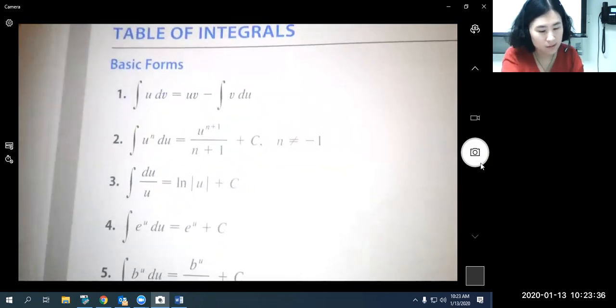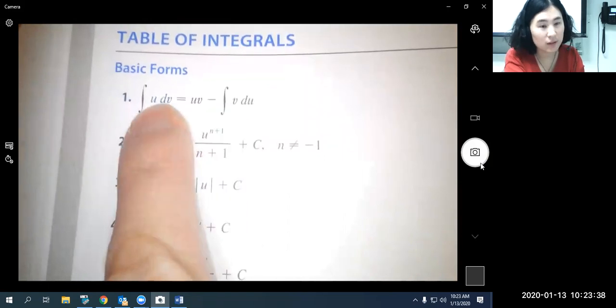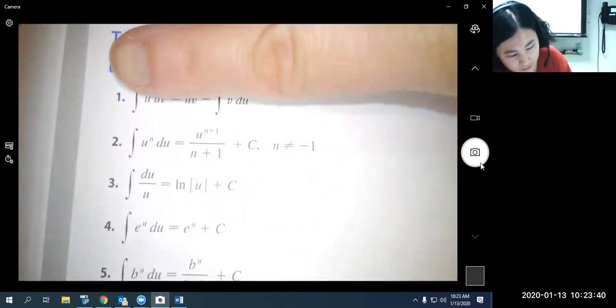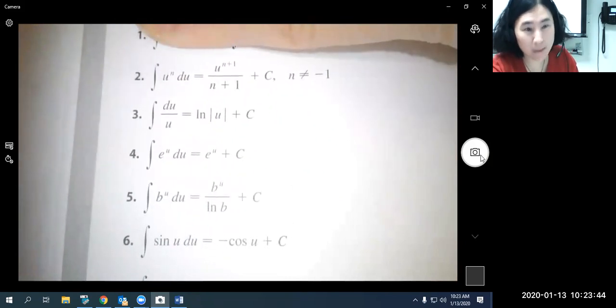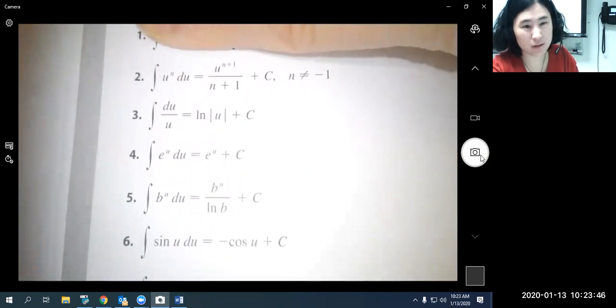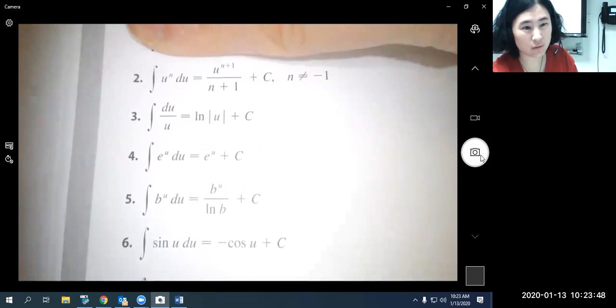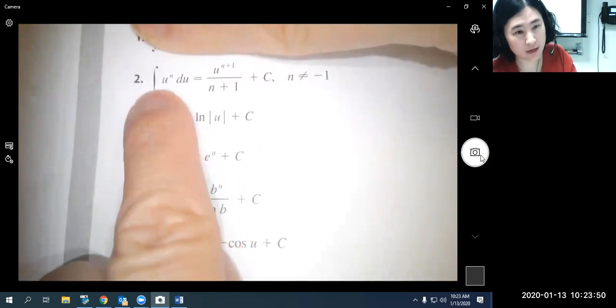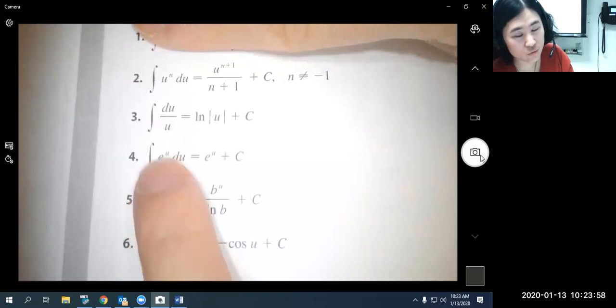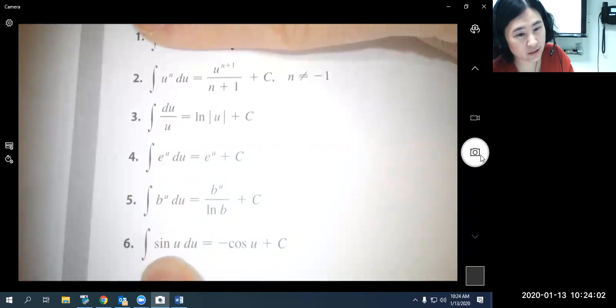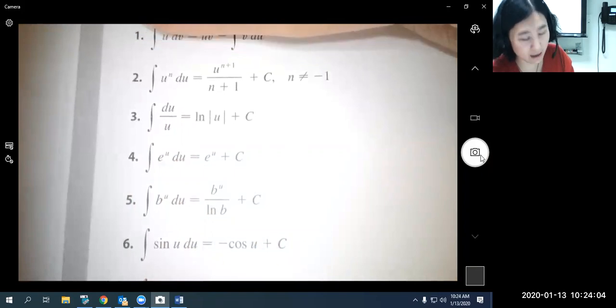We haven't learned this yet, this is integration by parts. But in the table you will see the basic formulas for the integrals, like a power function. I want you to really review how to do the integrations. The basic formulas you have to know.